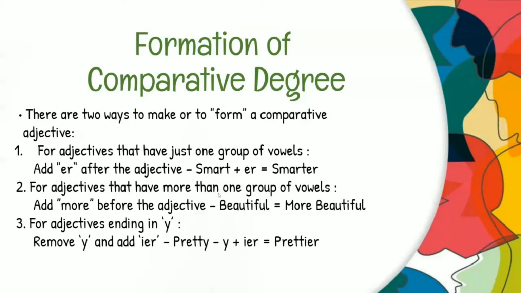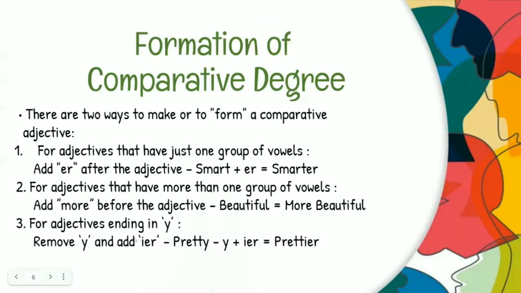Now second, for adjectives that have more than one group of vowels, add more to it. If there is one group like smart, we added ER, so it would be smarter. But if there are more than one group of vowels, like in beautiful, we add more: more beautiful. Similarly, intelligent, we add more: more intelligent. Why is there more than one group? Because first group is E, A and U, second group I, and third group is U.